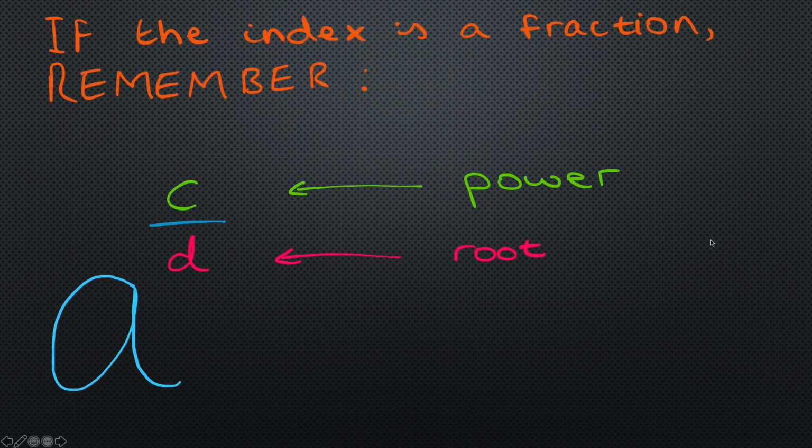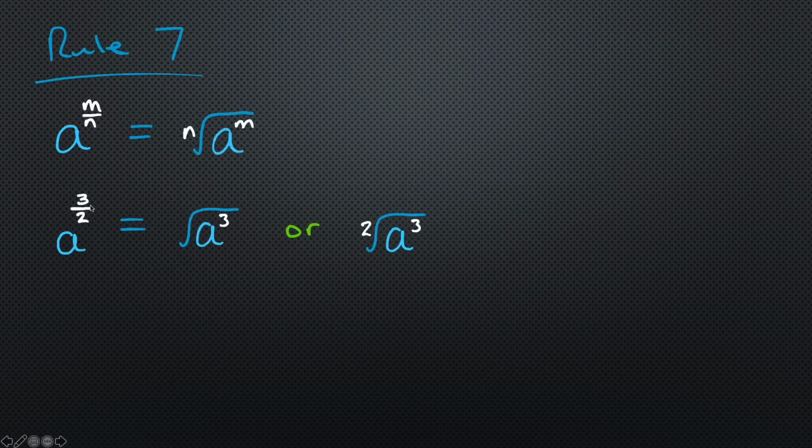These were the rules. Just remember, when a is to the power of a fraction, the top becomes the power inside the root, and the bottom becomes the root. And remember also, if it wasn't 3 over 2, if it was 7 over 6, you'd still do the same thing. You'd plug it in like this, and then if you had to for the question, you would solve it.